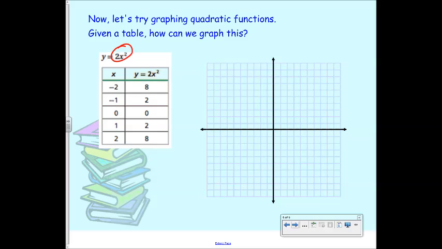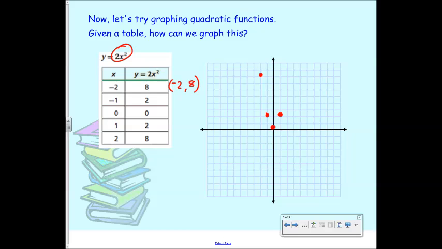They filled the table out for you already, so this one's really simple. You don't have to do any work. So what's my first ordered pair? -2, 8. So where would that be? Left or right? Left 2, and then up 8. So 1, 2, 3, 4, 5, 6, 7, 8. Okay. And then the second point is what? -1, 2. The third one is 0, 0. Fourth one is 1, 2. And then I'm just guessing, but is the last one 2, 8?